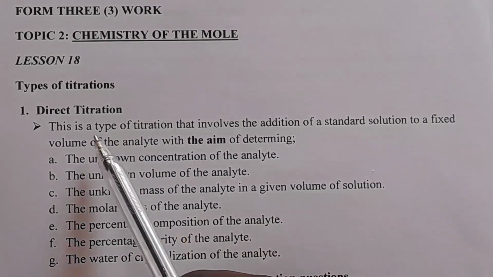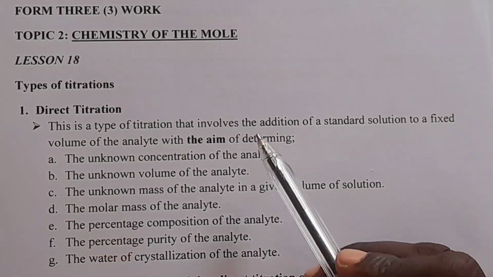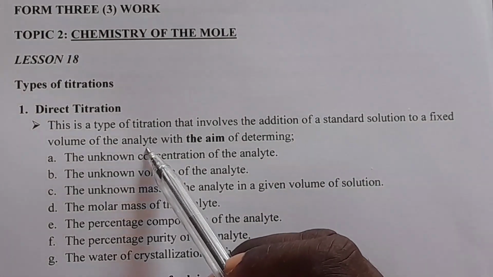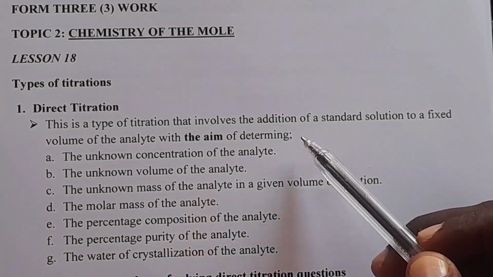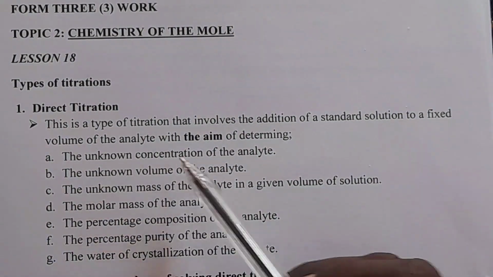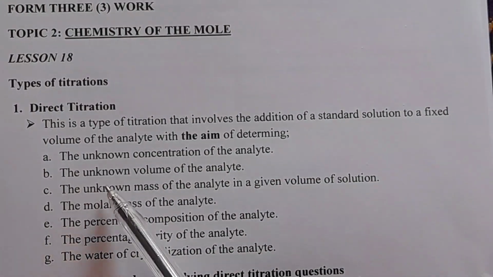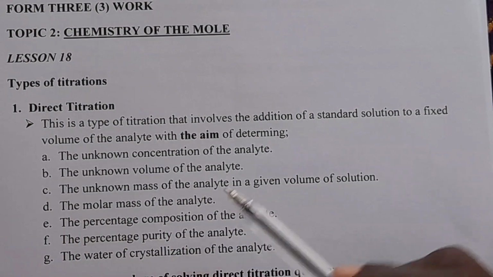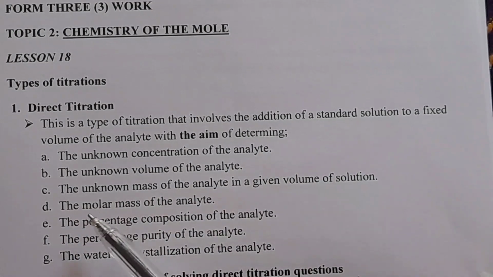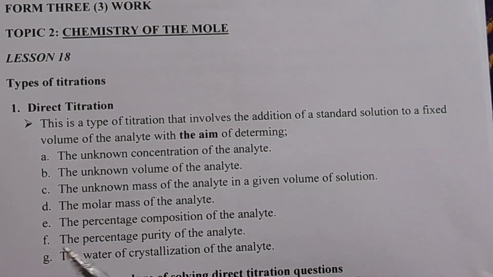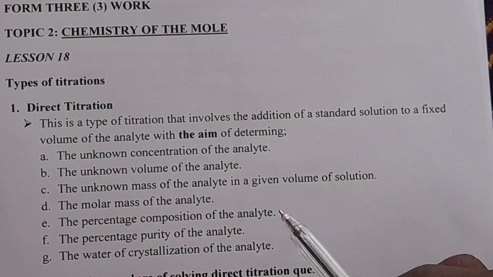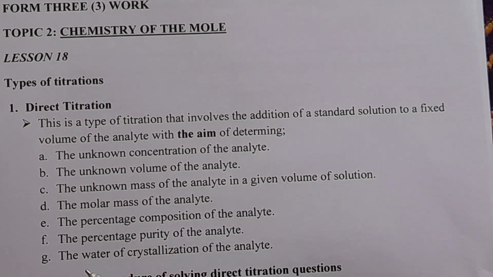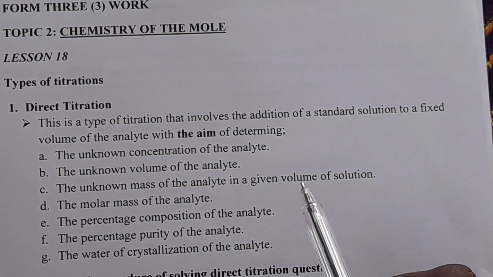This is a type of titration that involves the addition of a standard solution to a fixed volume of the analyte with the aim of determining: A, the unknown concentration of the analyte; B, the unknown volume of the analyte; C, the unknown mass of the analyte in a given volume of solution; D, the molar mass of the analyte; E, the percentage composition of the analyte; F, the percentage purity of the analyte; and lastly G, the water of crystallization of the analyte.